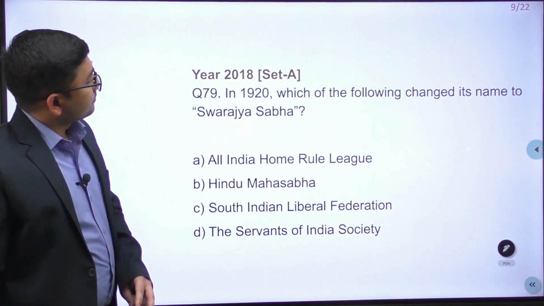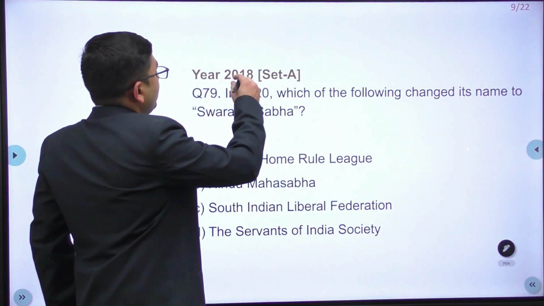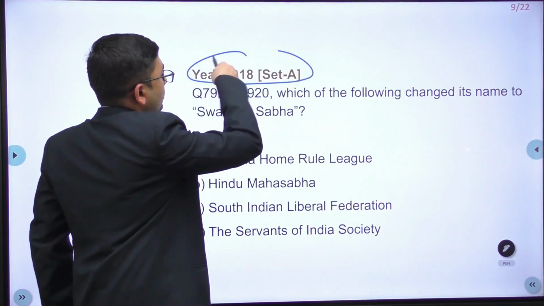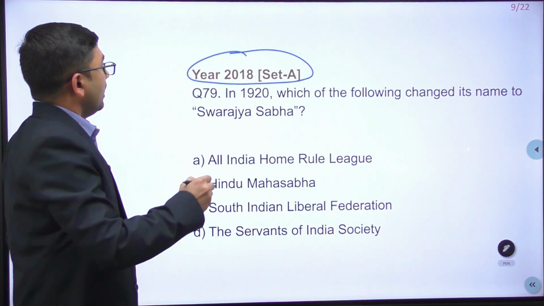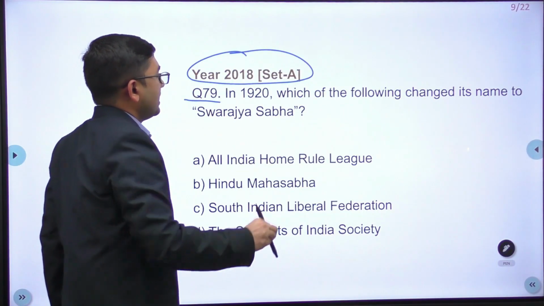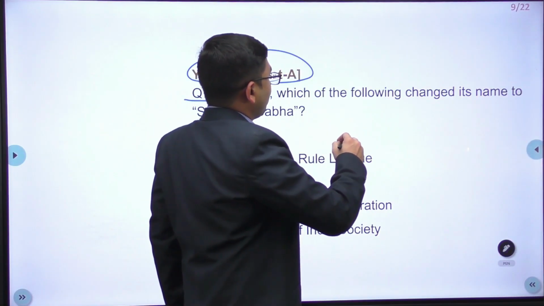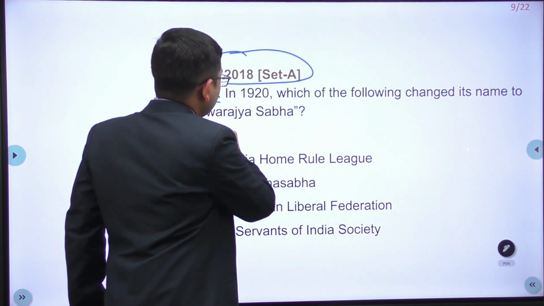So come to the next question. Now with the help of word association, I want to explain this full question. Year 2018 set A, question number 79. In 1920, which one of the following changed its name to Swarajya Sabha?